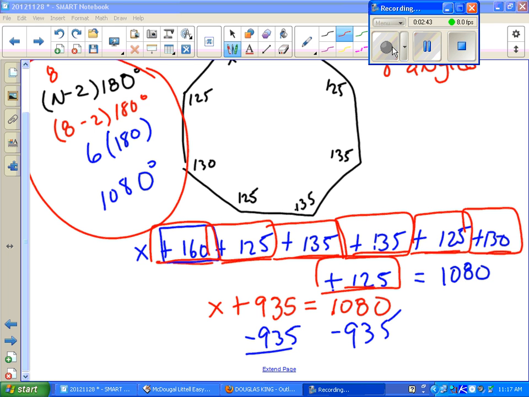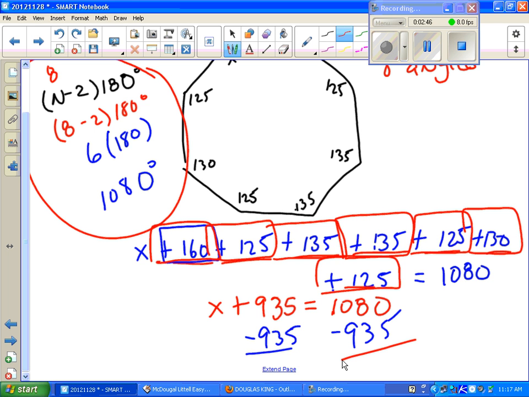So you subtract 935 from it, and we're going to borrow one here. 7 minus 3 is 4, and 10 minus 9 is 1, so 145. So your x value is 145 degrees. And that's it.